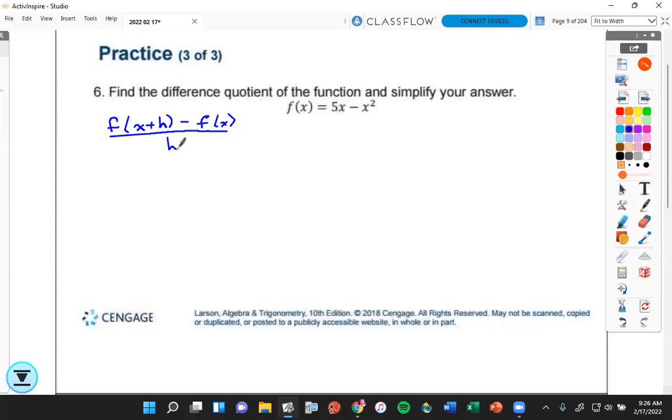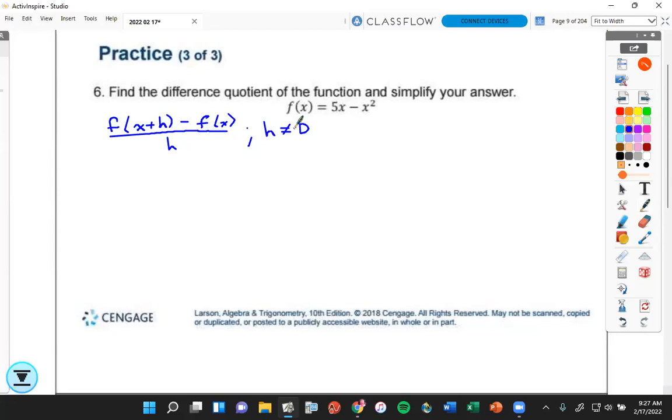h can't be 0, correct? Because that would be dividing by 0. Okay. So I'm going to take my f of x, which is 5x minus x squared, and plug in x plus h, and then I'm going to plug in x, then I'll simplify that. And if all goes well, the h from the bottom will, in fact, be canceled. Okay. If it doesn't cancel, you probably did something wrong. Probably a sign change or something going on there.